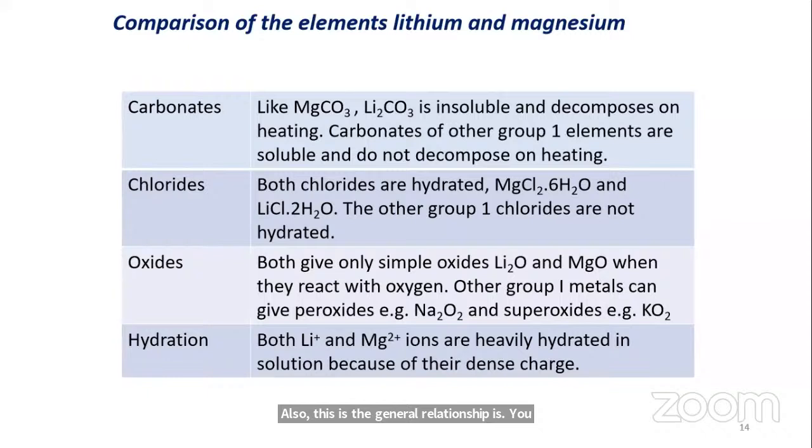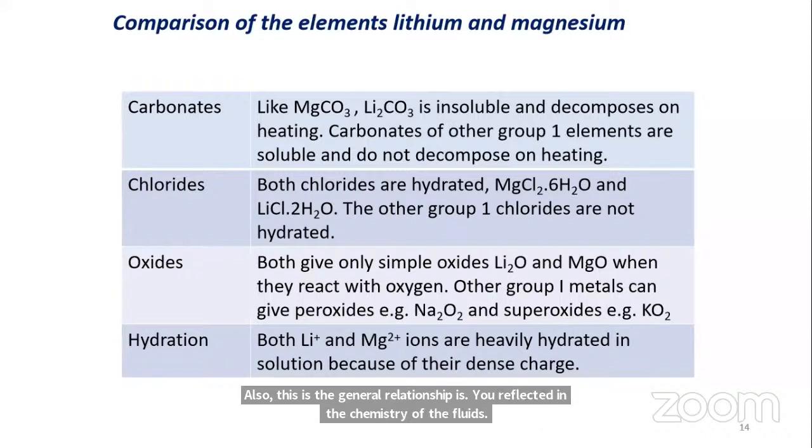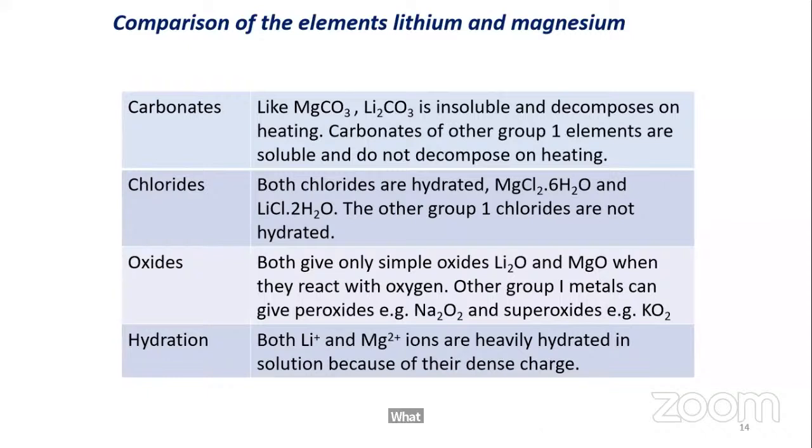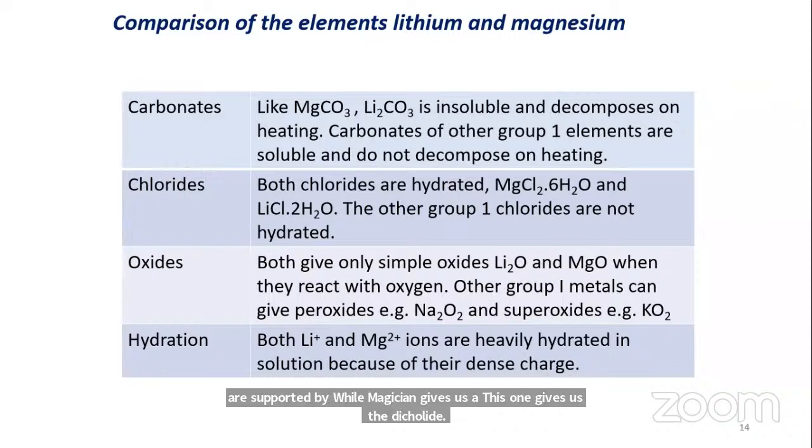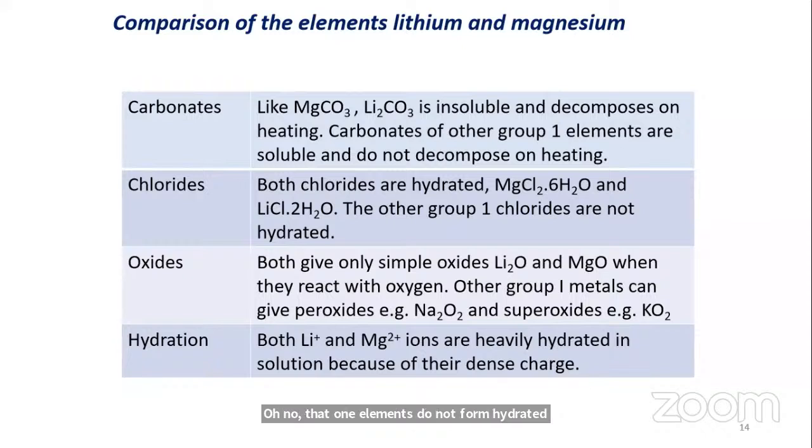Both lithium and magnesium form hydrated chlorides. That is, their chlorides are surrounded by water molecules. While magnesium gives us the hexahydrate, lithium gives us the dihydrate. All other group 1 elements do not form hydrated chlorides. Now, the hydration is because of the high polarizing power of the lithium ion. So all others do not give us hydrated ions.